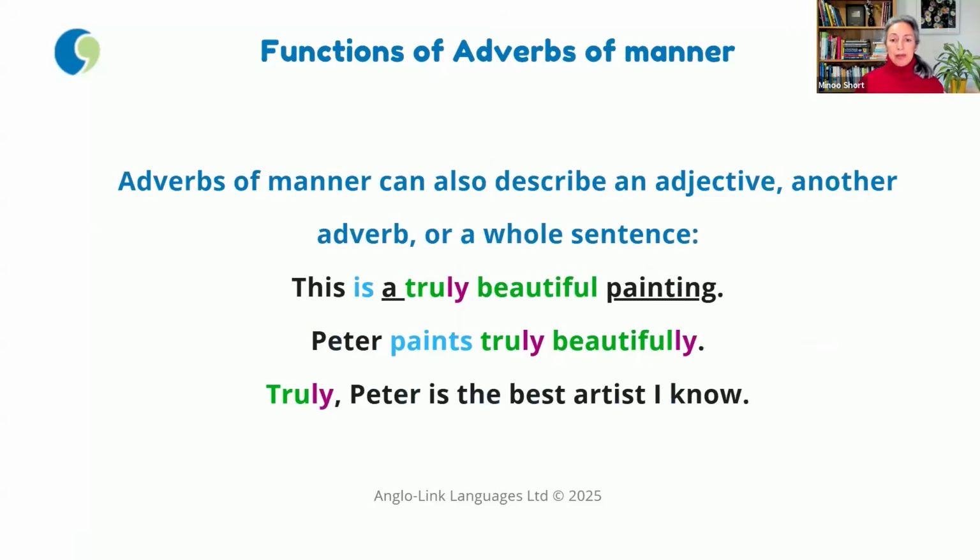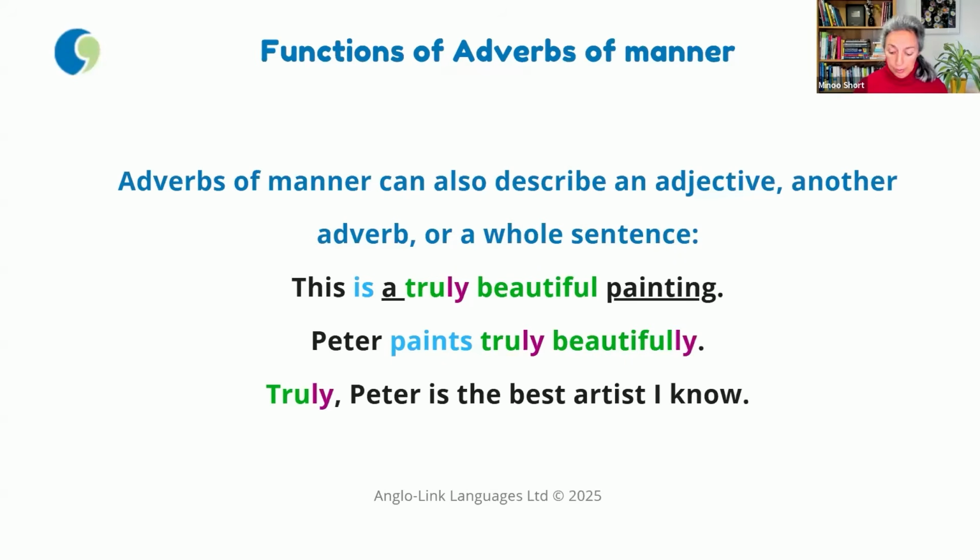So what else about the functions of adverbs of manner? They can also describe an adjective, another adverb, or a whole sentence. So you know that their main function is to describe an action, but they can also describe an adjective, another adverb, or a whole sentence. For example, this is a truly beautiful painting. Peter paints truly beautifully. Or for the whole sentence, truly, Peter is the best artist I know. Right, that is the information.